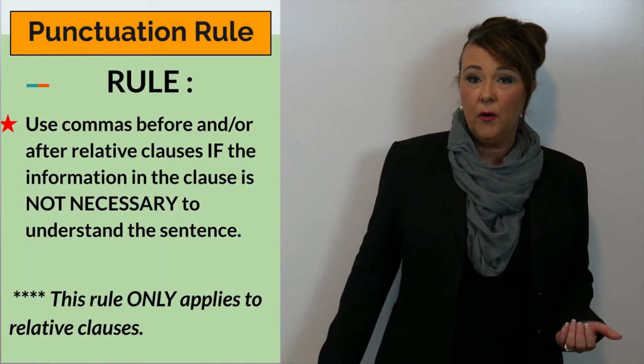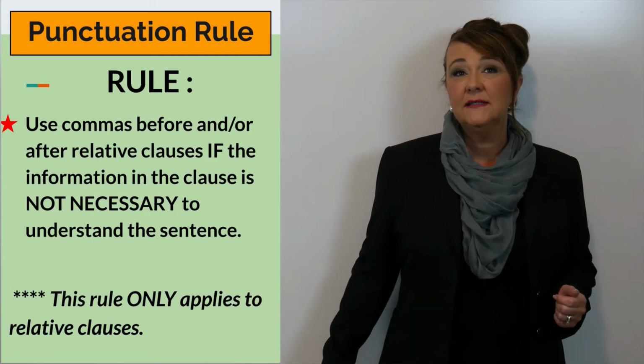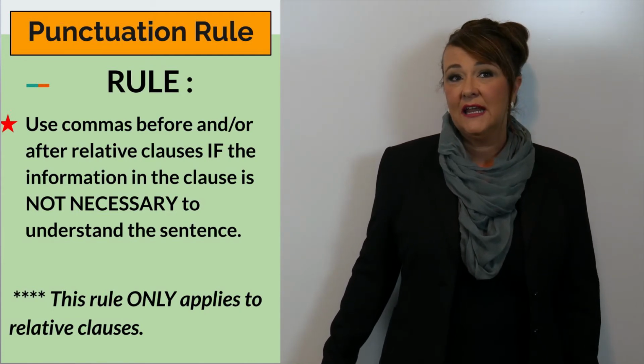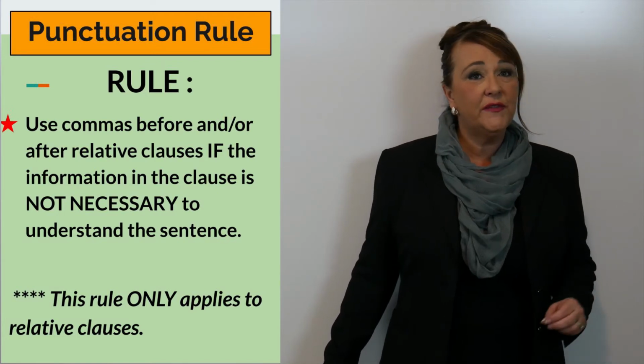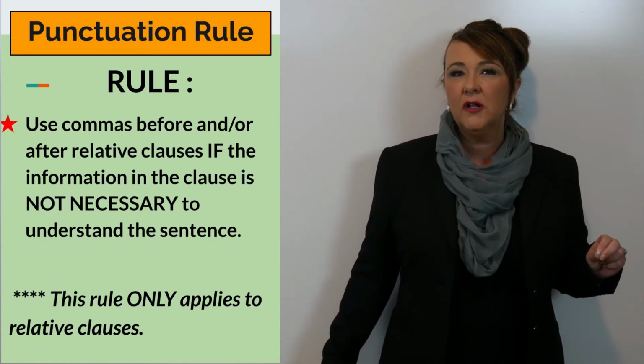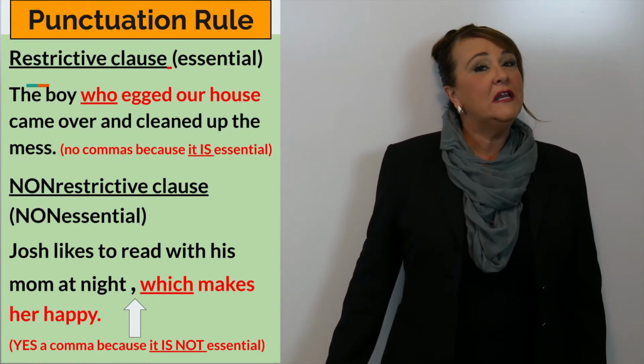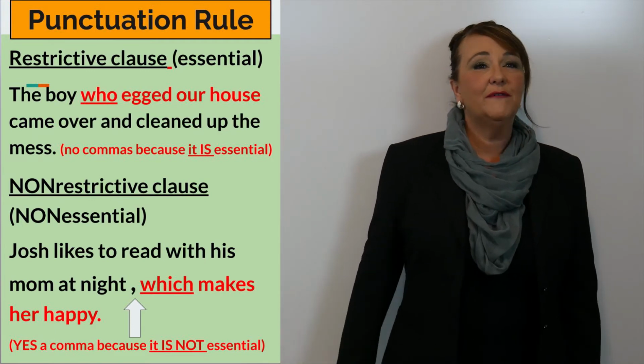So the rule for punctuating relative clauses goes like this. Use a comma before and or after relative clauses if the information in the clause is not necessary to understand the sentence. Now, it's important to know that this rule only applies to relative clauses. But let's go ahead and talk about how to decipher whether the information is essential or not essential. So here you might want to write down, because this is important if you need to understand how to punctuate this type of sentence.